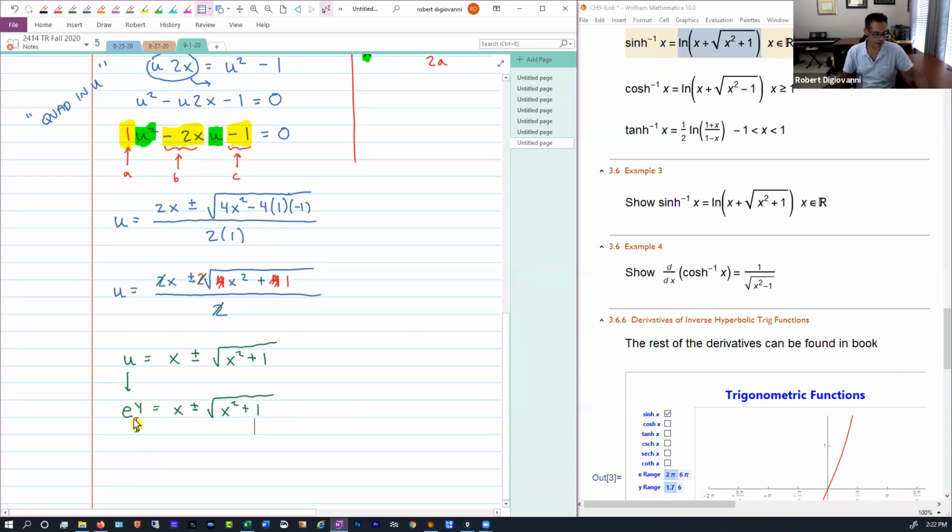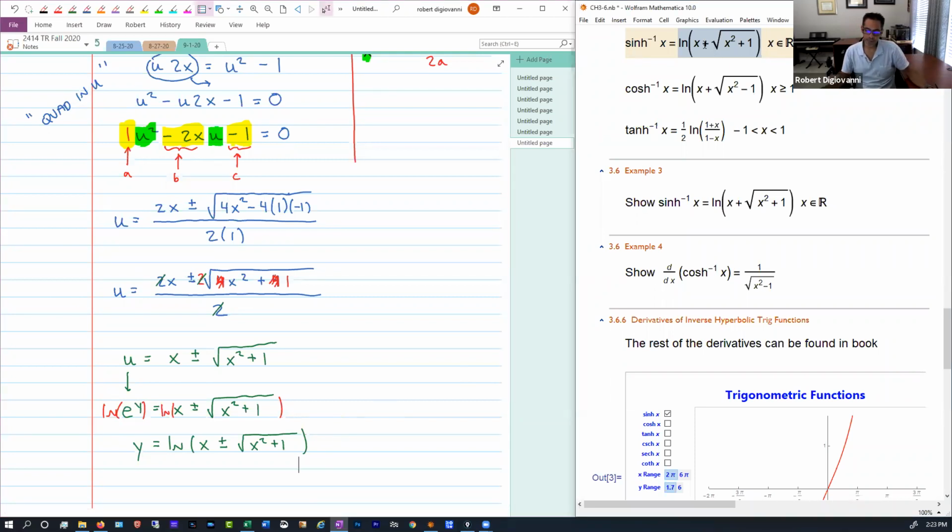And now if we want to get y by itself here, we need to kill off the e. So this is where we come in with the natural log on this side and the natural log on this side. So that'll leave us with y over here, natural log of x plus or minus square root x squared plus 1, close it off. Now, does that match the answer up here? Not exactly, right? Don't we have plus or minus? Yep. And the answer up there is just plus.